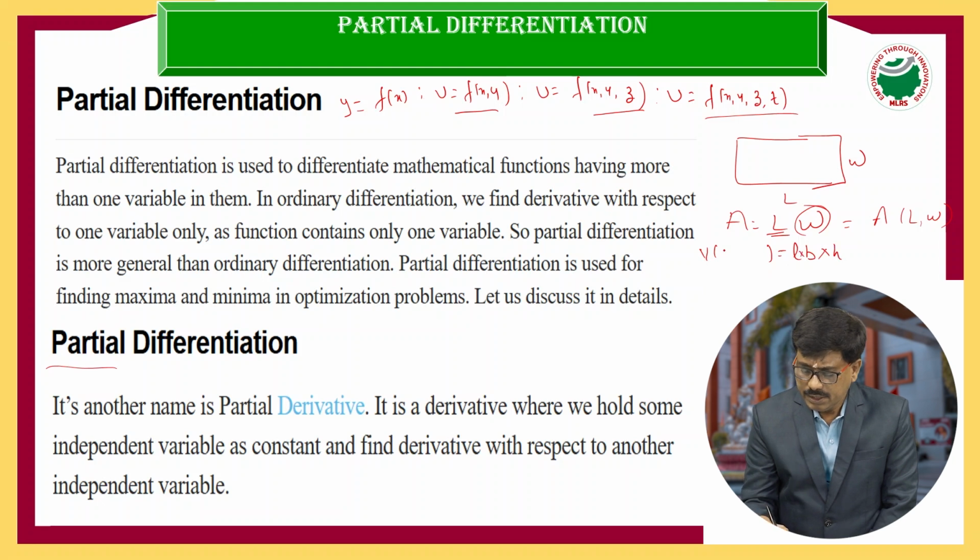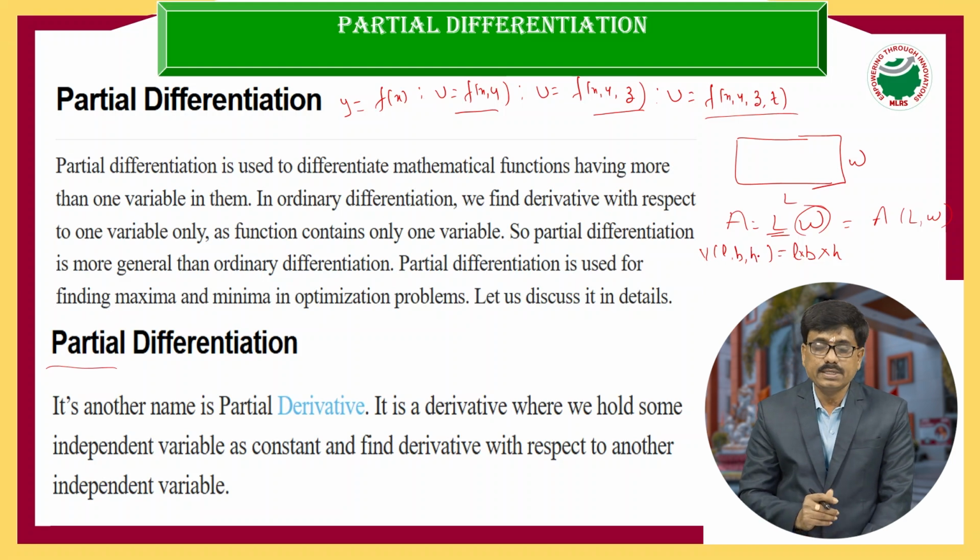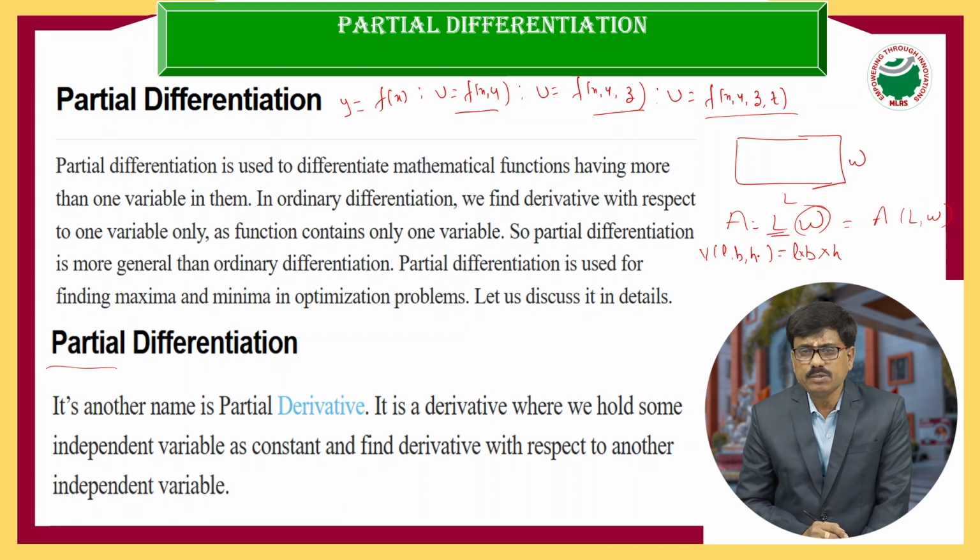If you see this length, breadth and height, how many independent variables are there? There are three independent variables for this function. If I want to vary length, breadth and height will be constants. Suppose I want to vary B, I treat L and H as constants. That is the main concept of partial differentiation.